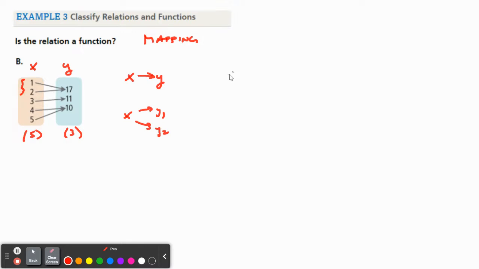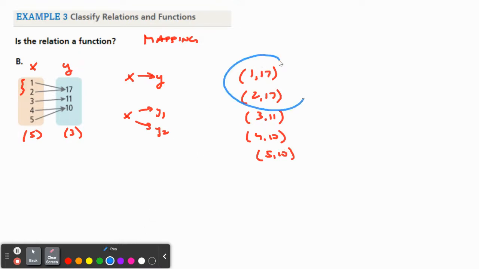If I were to list these as ordered pairs, (1, 17), (2, 17), (3, 11), (4, 10), and (5, 10). Notice that none of the x values repeat. And if I just graph these first two real fast, (1, 17), that's kind of crazy, but 1 and then 17 would be way up here. (1, 17) and then (2, 17). Notice that they are horizontal with each other. Horizontal is okay, vertical is not. Stacked is not. Horizontal is okay. So this all tells us that the relation here is also a function.